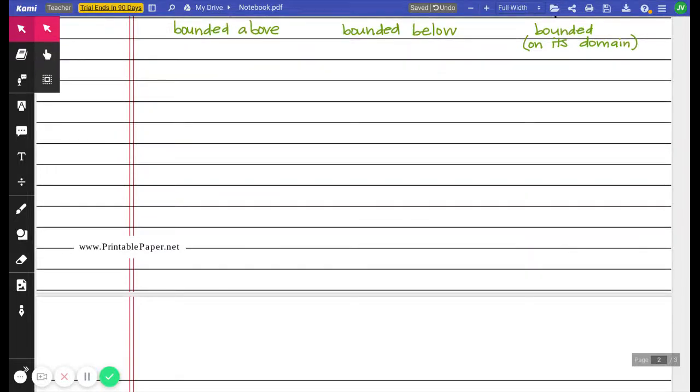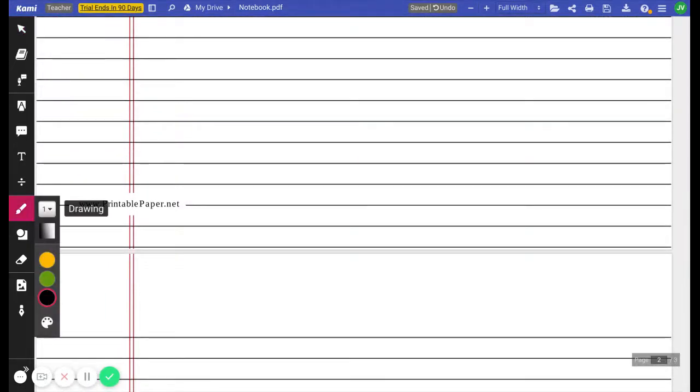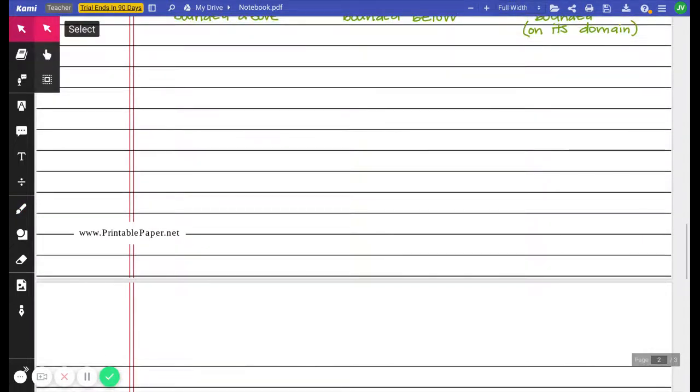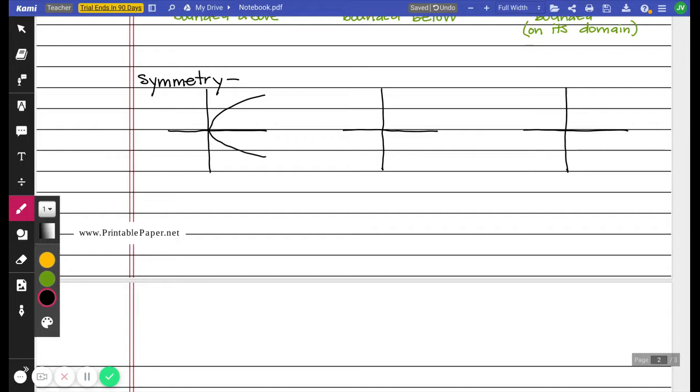Another thing we can say about graphs, we're just going to keep talking about graphs and equations, and you're going to do great. I know you will. The next thing we can talk about is symmetry, the symmetry of our graph. There's 3 ways our graphs can be symmetrical. So I'm going to draw 3 graphs. 1, 2, 3.